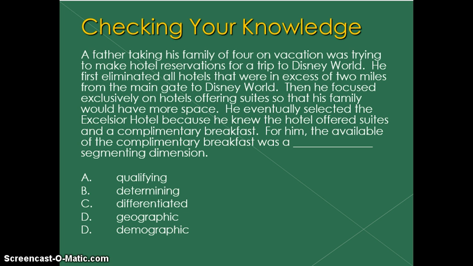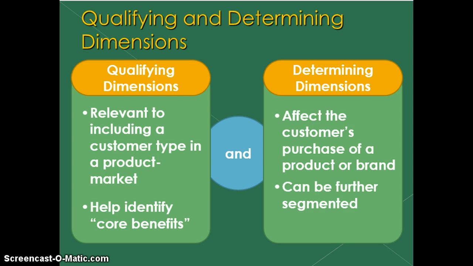All right, so again, after he selected hotels that offered the suites, narrowed it down based upon the ones who had the suites, he made his decision based upon whether or not there was a complimentary breakfast. The breakfast itself was the determining dimension, so the best option here would be letter B.